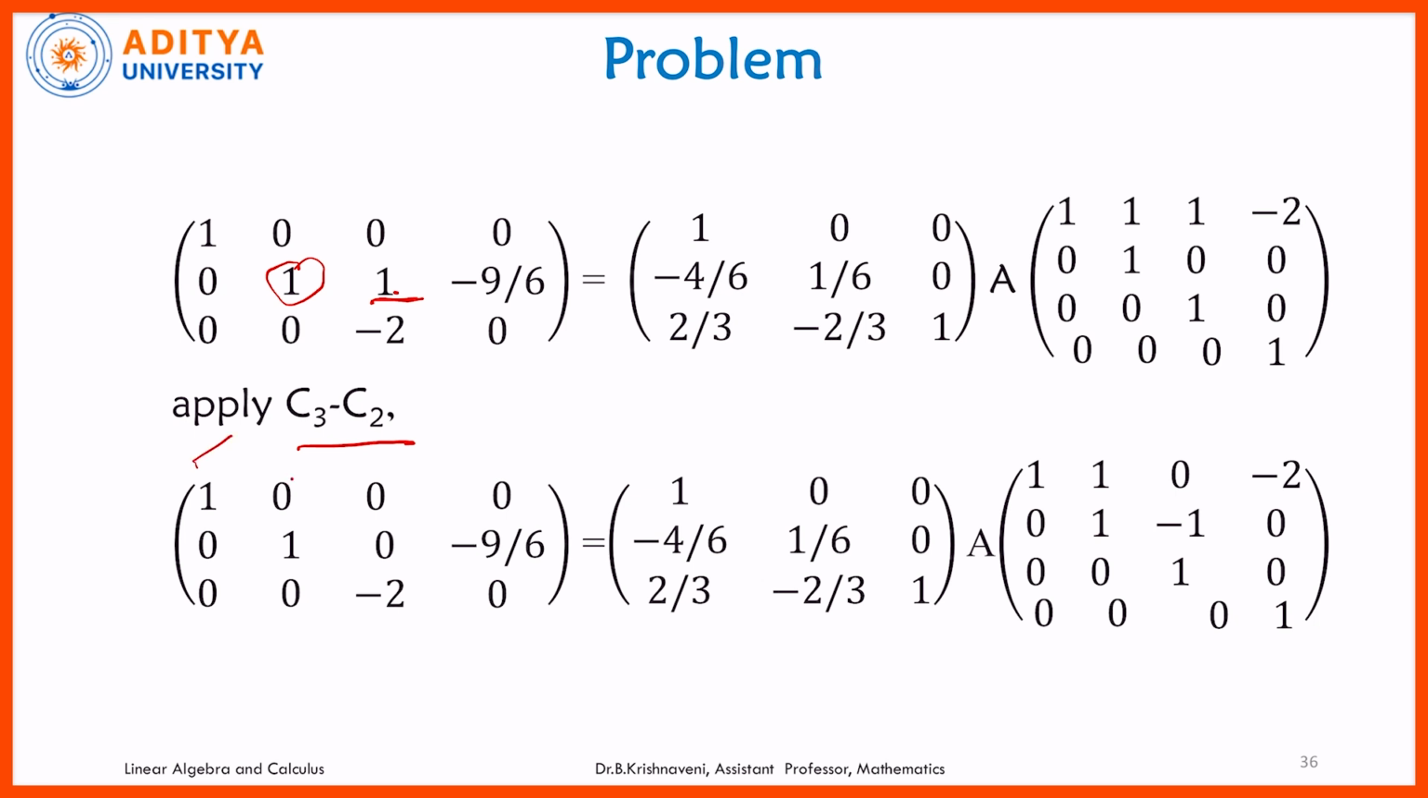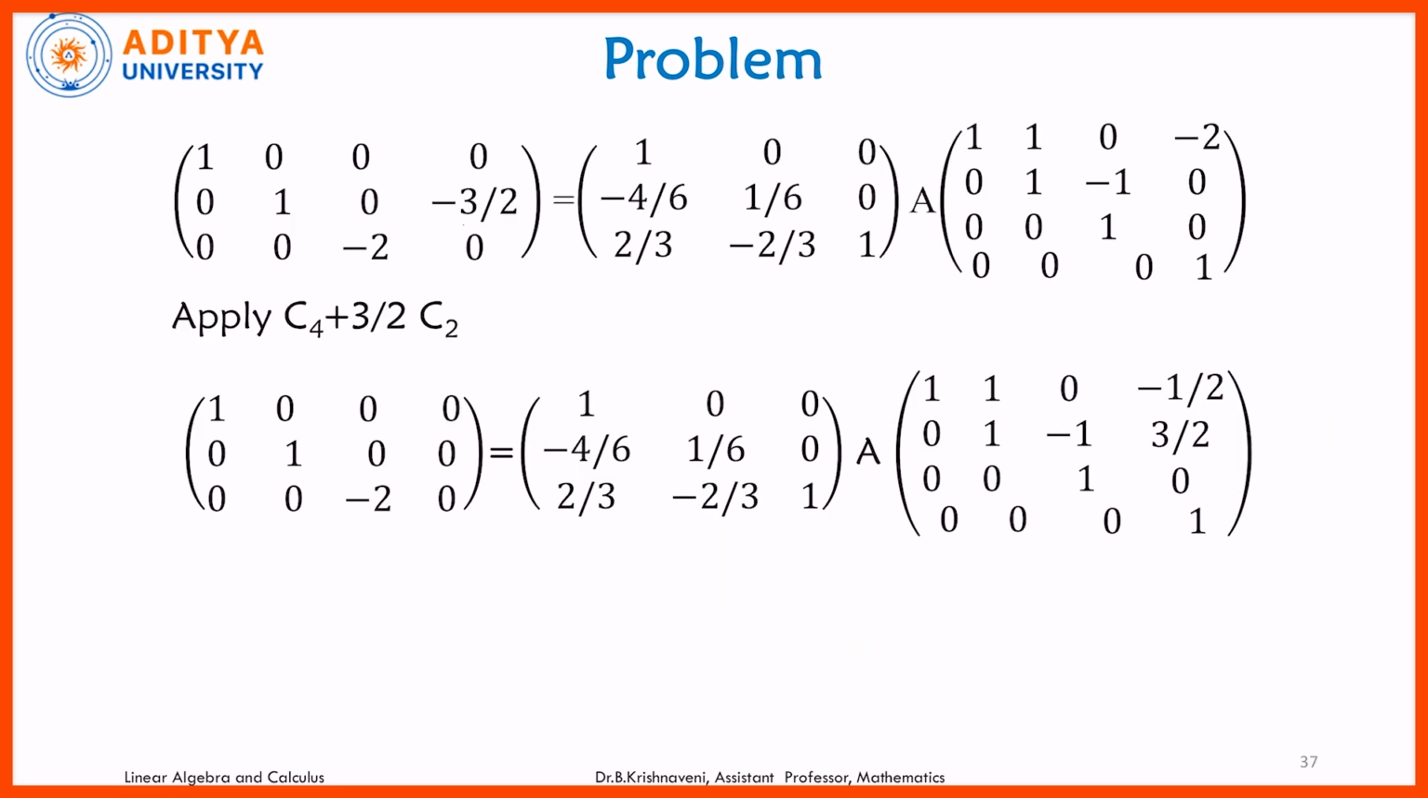After applying the operation C3 minus C2, the above equation becomes: first column as it is, 1 0 0, second column 0 1 0. On applying C3 minus C2 on C3, you got C3 as 0 0 minus 2, and C4 has no change. Since we are using a column operation, there is no change in the prefactor, we need to apply it only on the postfactor. The operation is C3 minus C2, then C1 and C2 will remain the same as the previous step, and C3 changes to 0 minus 1 1 0, and C4 will remain the same.